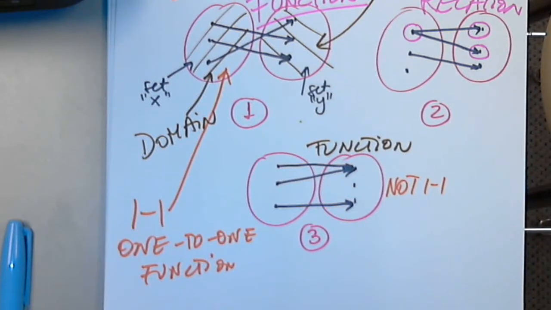Yes, please. Could scenario 2 be also not one-to-one? We only talk about functions being one-to-one. We don't talk about relations being one-to-one. Very good question.